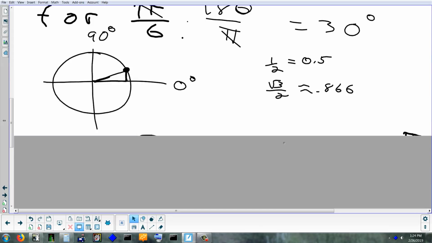Check. Square root of 3 over 2 is bigger. It's always bigger. 0.8 is always bigger than 0.5. The bigger number goes with the bigger side. That's the bigger side. Root 3 over 2. The smaller number goes with the shorter side. So the short side is always a half. The big side is always root 3 over 2.